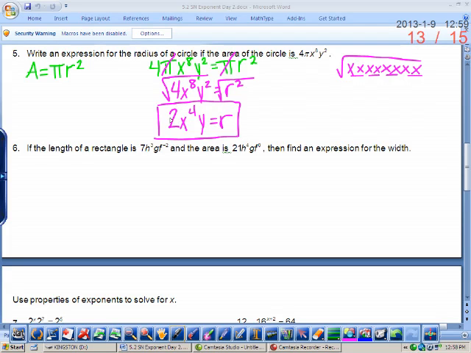Okay? Number 6 is one you know how to do, so we're going to go ahead and skip it. Would we need plus or minus? Not in this case because it's a real world situation, but if you're taking the square root and it's not a radius or a height or something, yes, you would put plus or minus. Okay, let's go ahead and flip to the back.